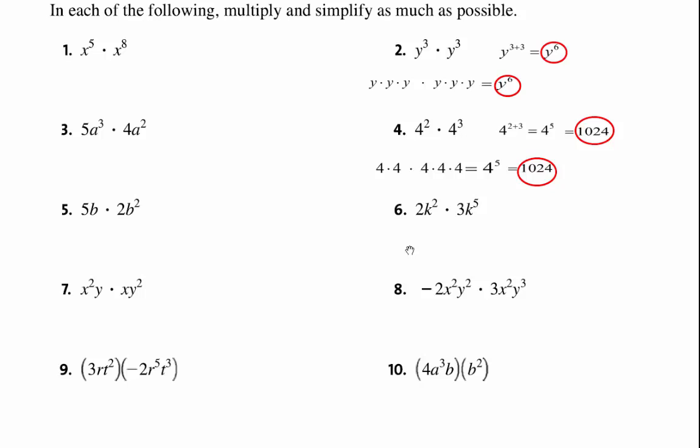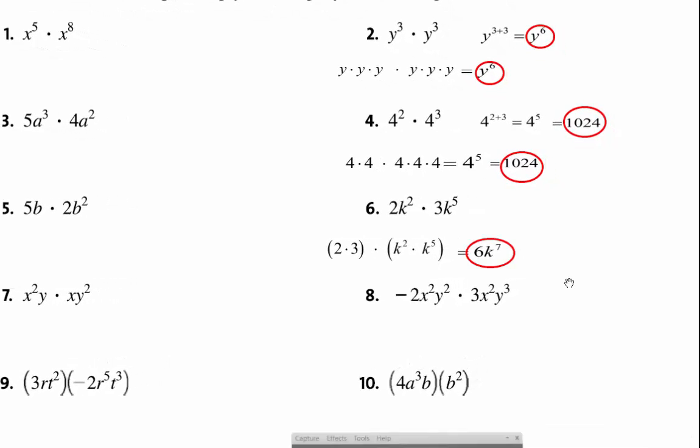So let's try number 6. I rewrote number 6 using the associative and commutative properties. Basically, I grouped the 2 and the 3, and I grouped the expressions with the same base, the k's, and I feel like maybe it's a little easier to look at it this way, right? We know 2 times 3 is 6, and we know k squared times k to the 5th is k to the 7th. So we're left with 6k to the 7th.